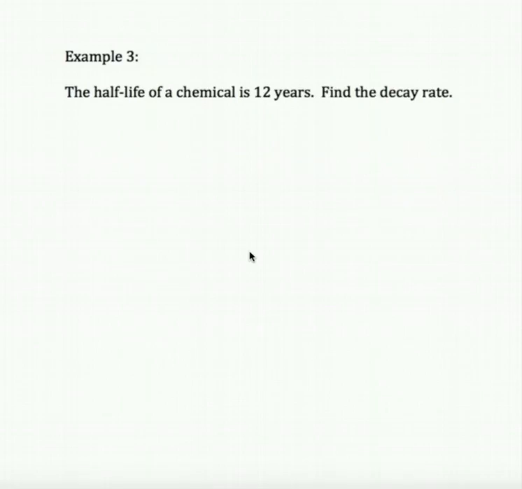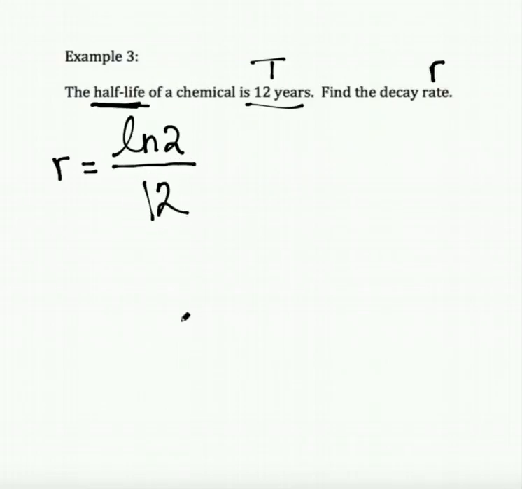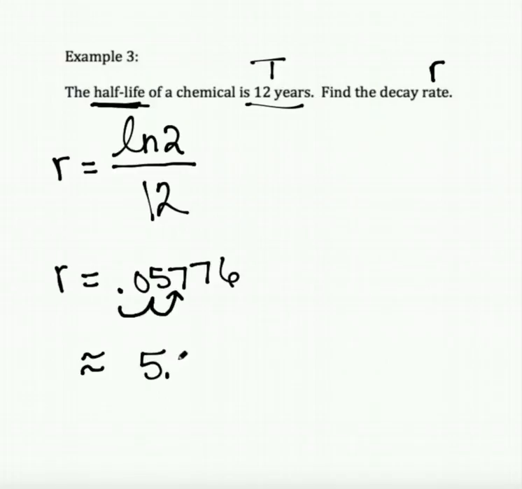Example 3. The half-life of a chemical is 12 years, so they've given us the time. Find the decay rate. So this time we're looking for R. So we're just going to reverse our formula. Now we're going to use R equals the natural log of 2, and again we're using 2 because it says half-life, divided by the time, which is 12. Natural log of 2 divided by 12 gives me R equals 0.05776. And then to write that as a rate, I'm going to move the decimal 2 places to the right. So that's going to give me approximately 5.8% as my rate.